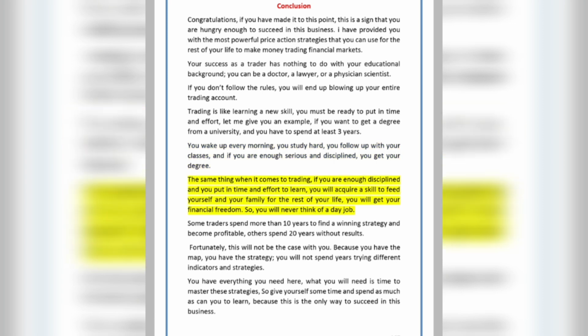The same thing applies when it comes to trading. If you are disciplined enough and you put in time and effort to learn, you will acquire a skill to feed yourself and your family for the rest of your life. You will get your financial freedom. So, you will never think of a day job.